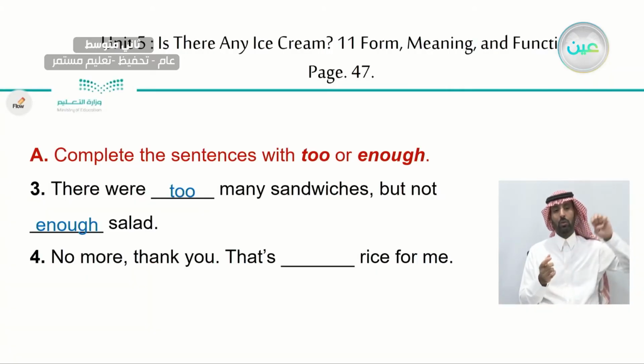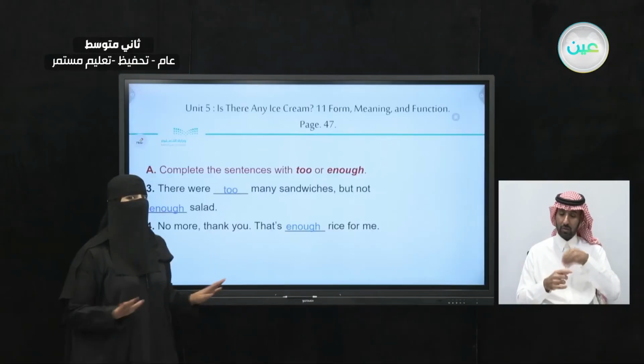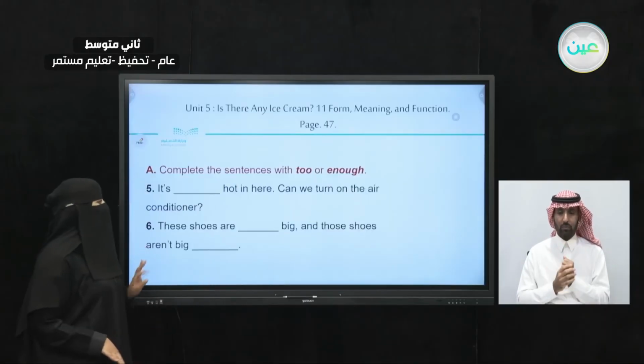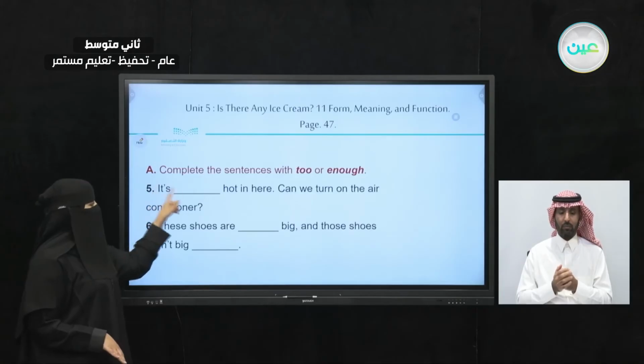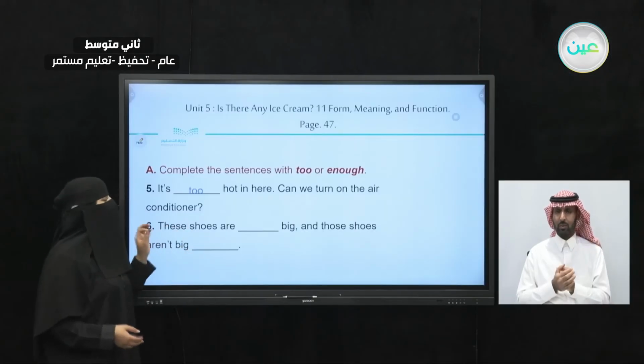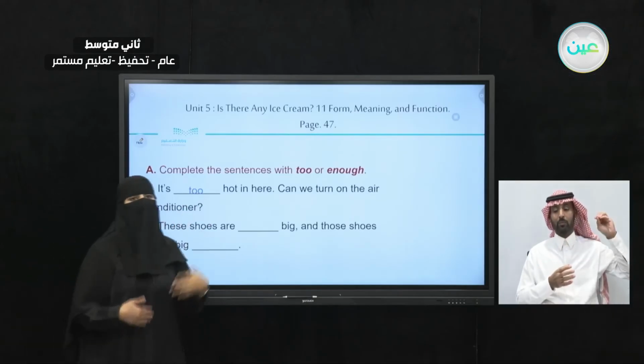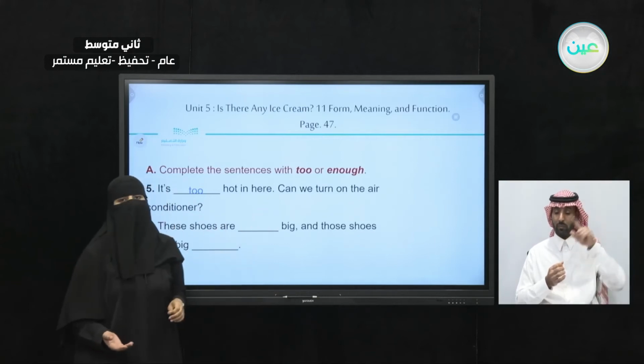Let's take a look at the next one. No more, thank you. That's something rice for me. That's enough rice for me. Now let's take a look at the next one. It's something hot here. Can we turn on the air conditioner? It's too hot here. It's very hot. We want to turn on the air conditioner.